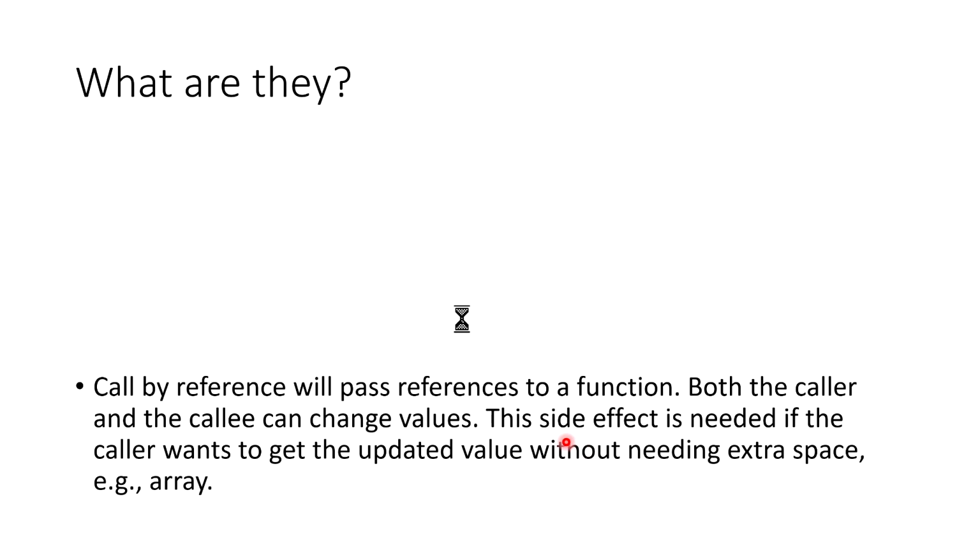For example, the caller wants to pass an array over to the callee. Think about that: there are going to be a lot of values in an array. So if you don't pass a reference, you're going to pass a lot of values that occupy space in memory, which is not very efficient. Call by reference allows you to just pass the reference to an array, only one value, which is the address of the array, and then the callee will get the job done.